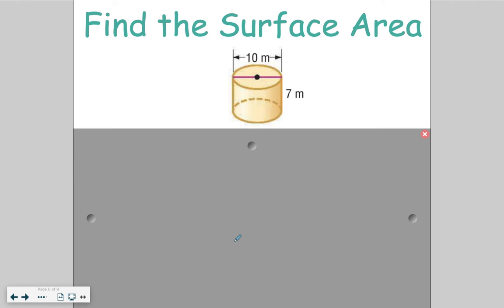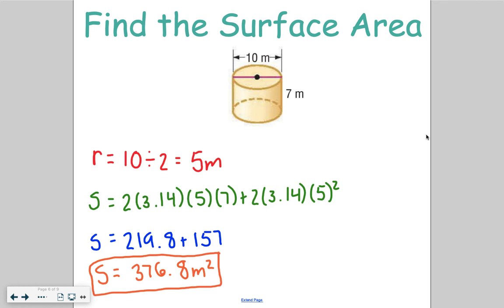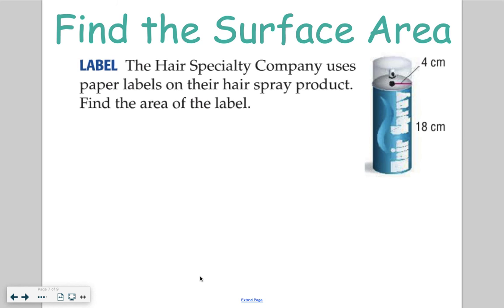Go ahead and try this one on your own. So your first step here being, again, to take that diameter, cut it in half to get the radius, plug your values into the equation, solve the first part, solve the second part, and get that final surface area of 376.8 meters squared. Next, we're going to apply this to a word problem.